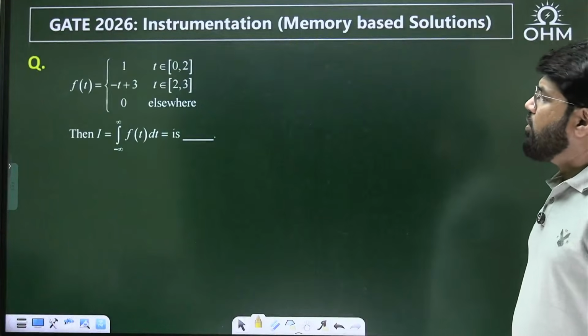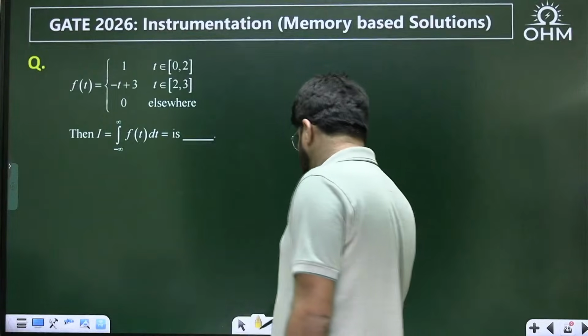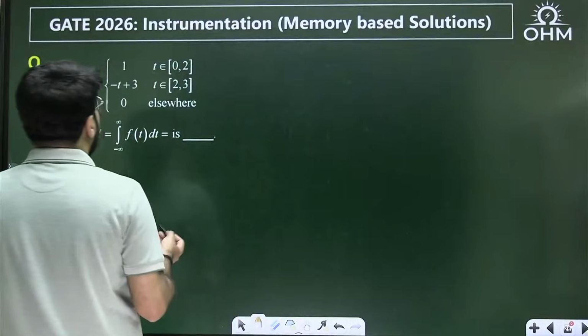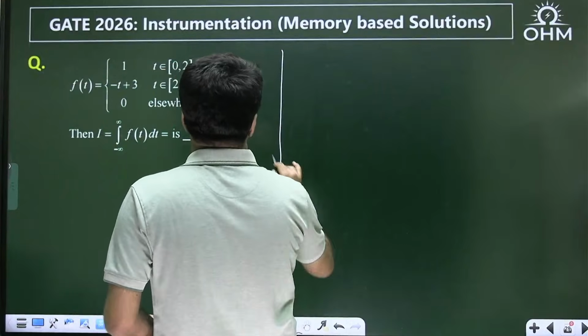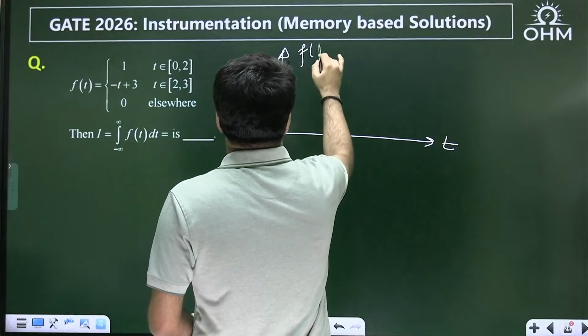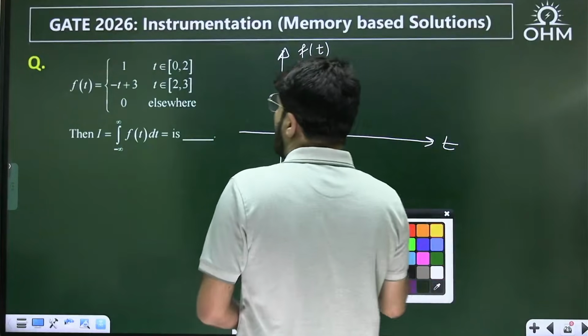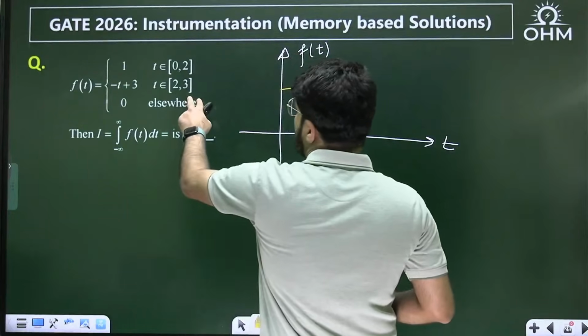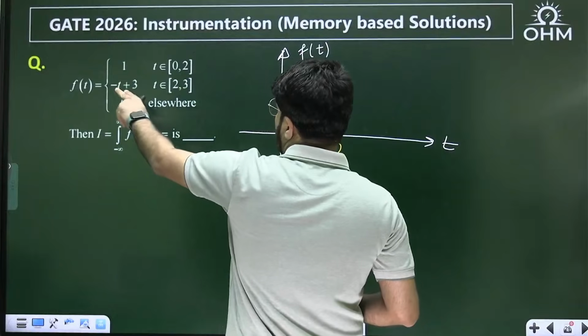Now see, a basic integral question. You can call it signals or maths, anything. A function of time is given. What is that function of time? We'll draw it very carefully. It's not given any type of twist in any question. f(t) equal to 1 for t belonging to 0 to 2. For t from 2 to 3, a line of negative slope.